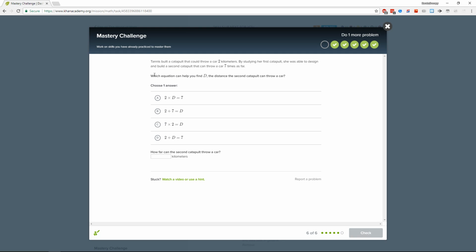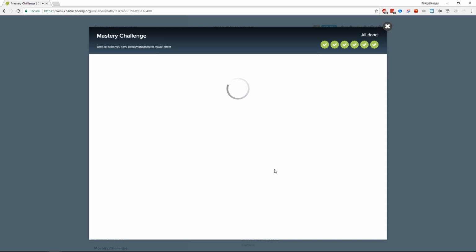Alright. Built a catapult that can throw a car 2 kilometers. Second catapult can throw it 7 times as far. Which equation can find D, the distance of the second catapult? 7 times 2 times 7. 14. That is pretty far.